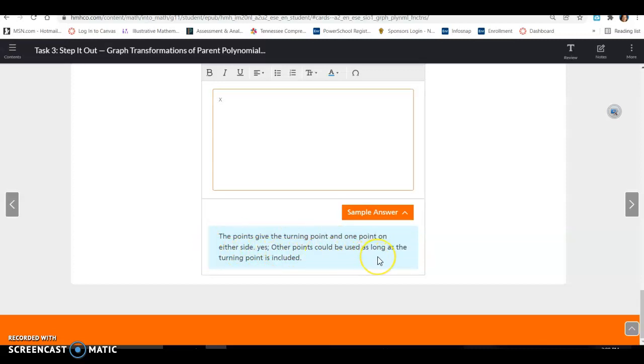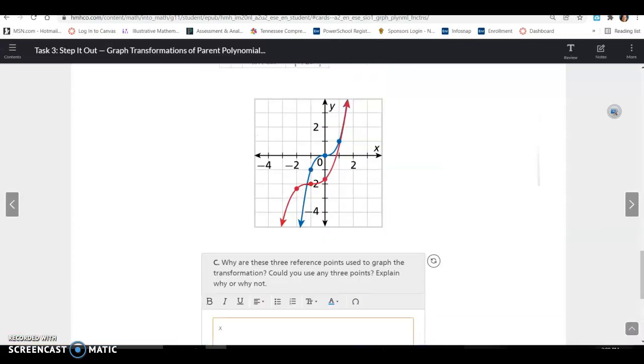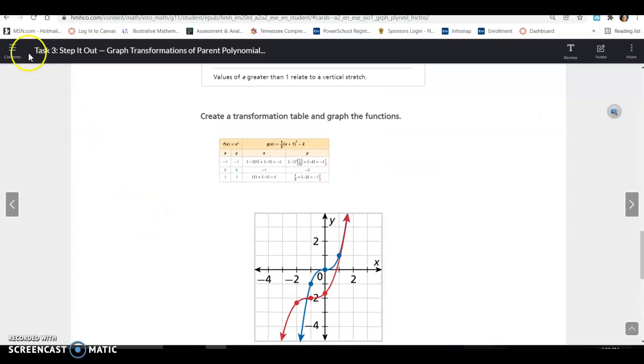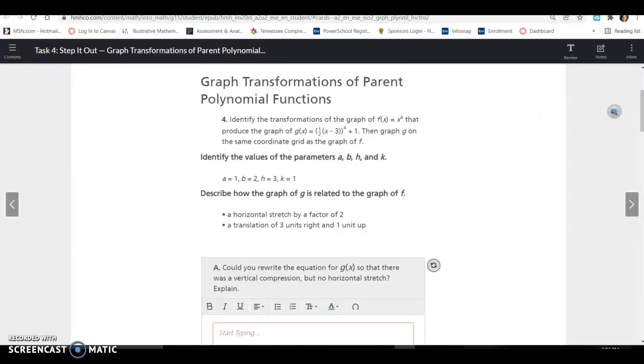Yes, other points could be used as long as the turning points are included. All right, so that's all for task 3. If you have any questions, let me know.